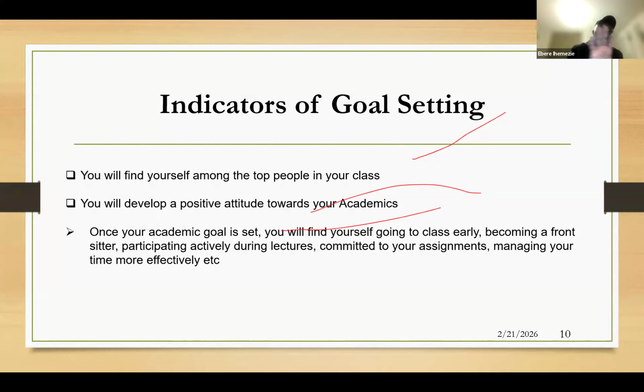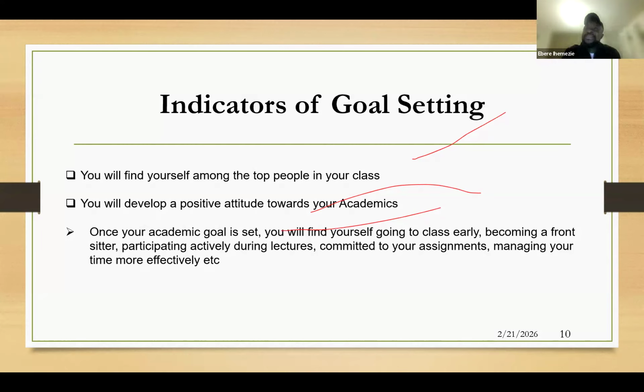So these indicators will be very clear to you once you've set your goals. If at the moment you look at your life and you're not seeing these indicators, if you can still go to class and you find yourself sitting at the back. I remember when I said I can't be comfortable sitting at the back of the class. I just feel somehow, because of course, if it's in a large lecture, you won't hear the lecturer very well, depending on the size of the class. You will be able to command the attention of the lecturer if you're sitting somewhere around the front seat.